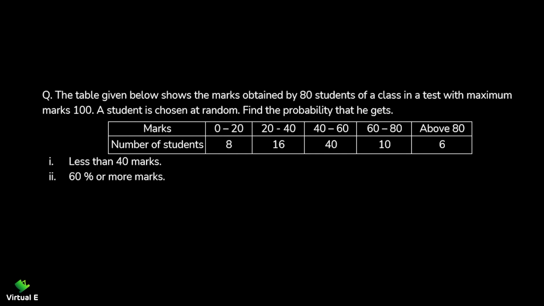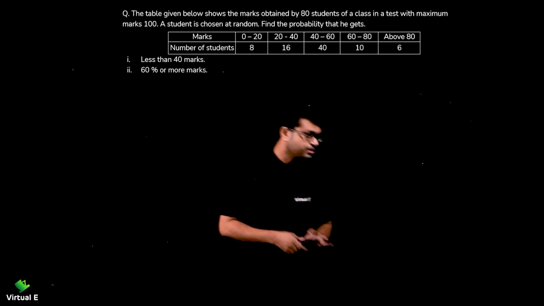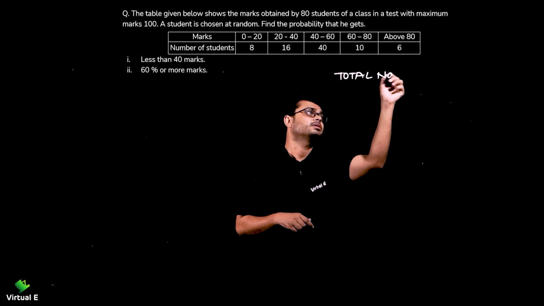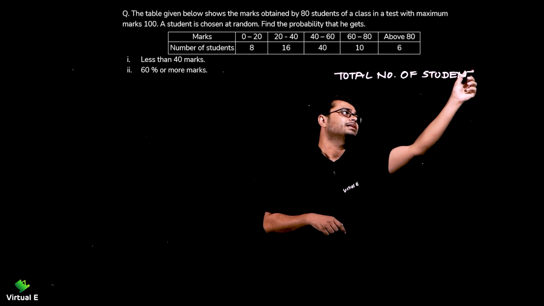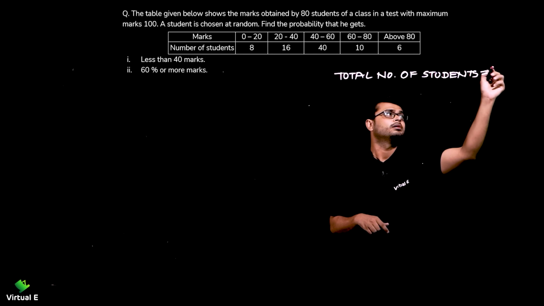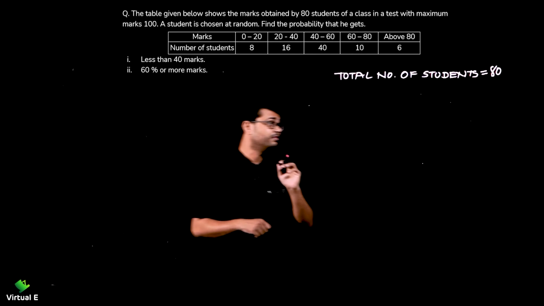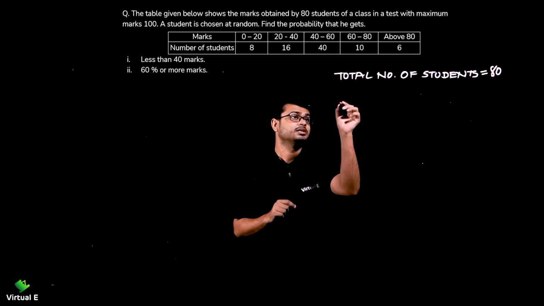First of all, we need to find probability. If we select one student randomly, the probability should be of getting marks less than 40, and another of getting 60 or more marks. First of all, let's write the total number of students. How many are there? 80, right? That's clear, it's given. There are 80 students. First, we want to find the probability of getting less than 40 marks.